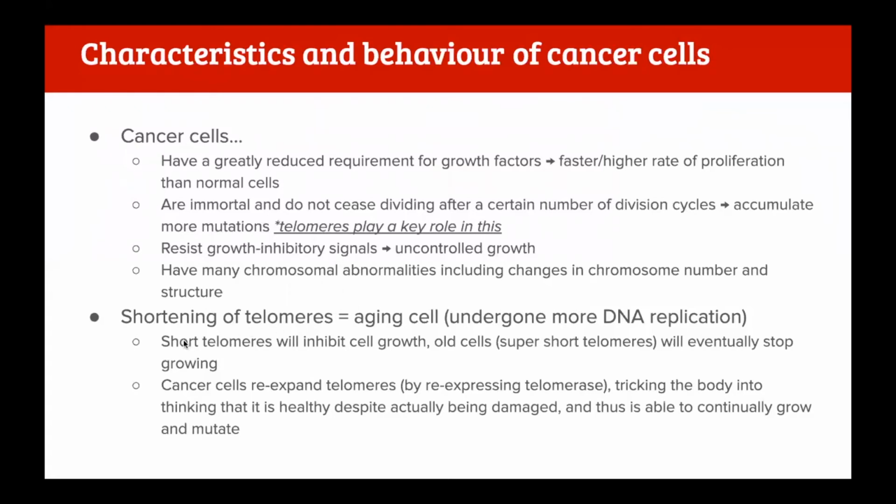Okay, so let's talk about the telomeres. So the shortening of telomeres equals an aging cell. Normal cells will undergo more DNA replication, and their telomeres will also shorten as a result of this. And short telomeres are also a mechanism of inhibiting cell growth. So old cells that have super short telomeres will eventually stop growing, and this is what we want. However, cancer cells can re-expand the telomeres by re-expressing telomerase, and this tricks the body into thinking that it's healthy despite being damaged, and then it's able to continually grow and mutate.